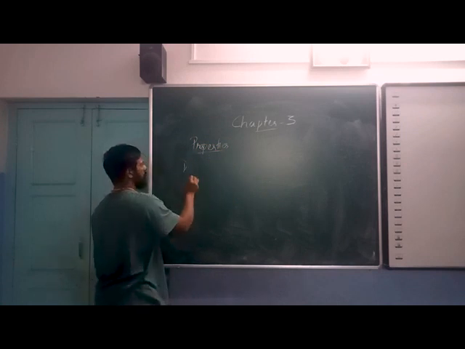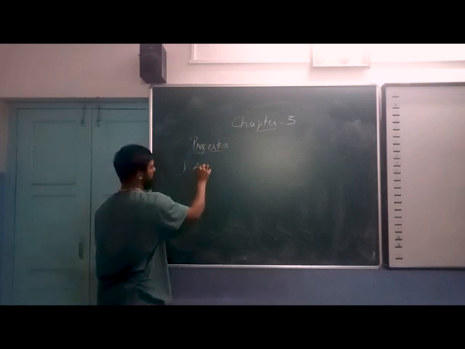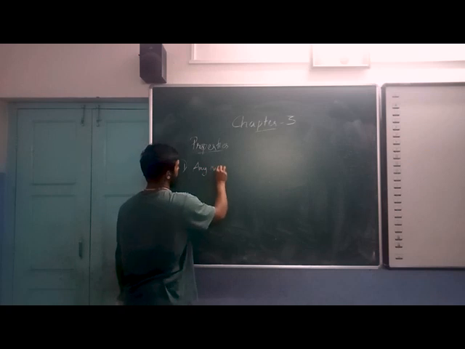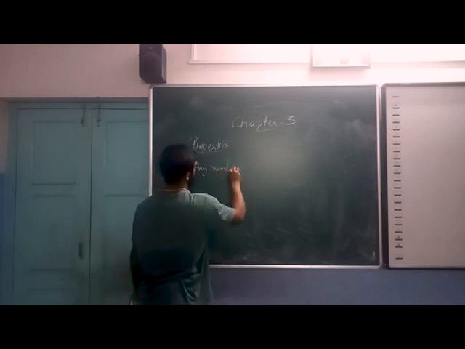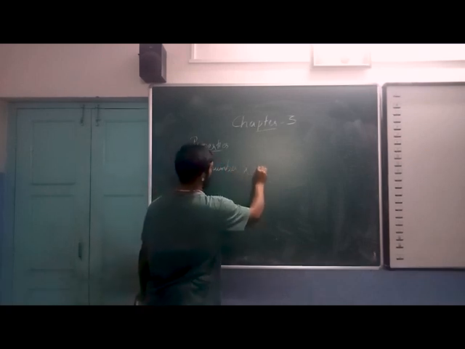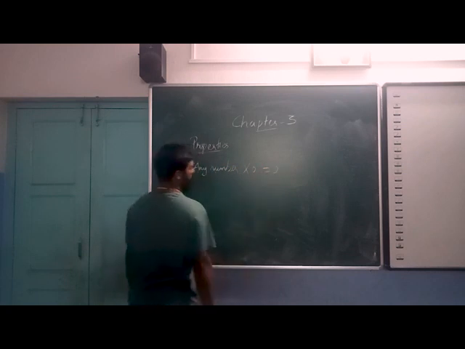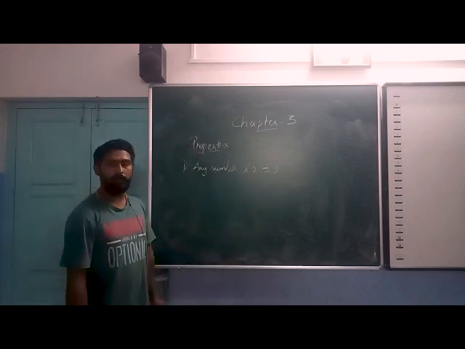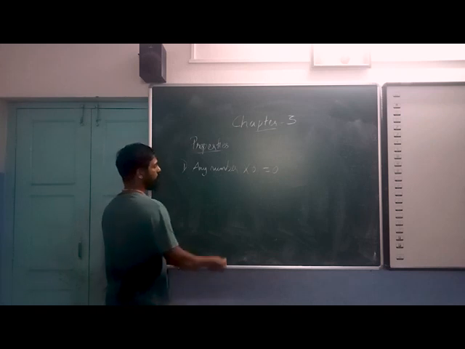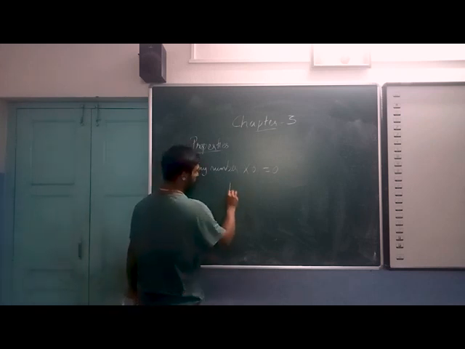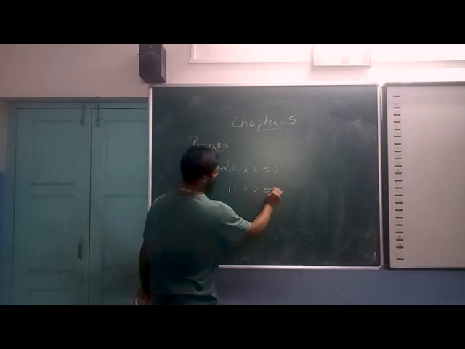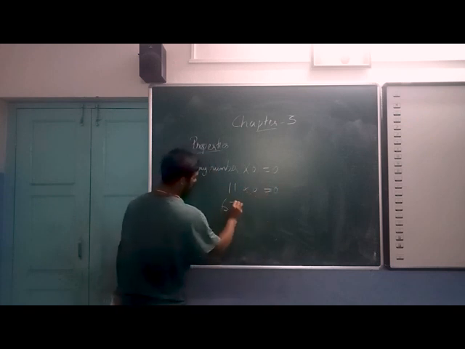First one, if you multiply any number into 0 is 0. If you multiply any number with 0, your answer will be 0. If you multiply 11 into 0, you will get 0.